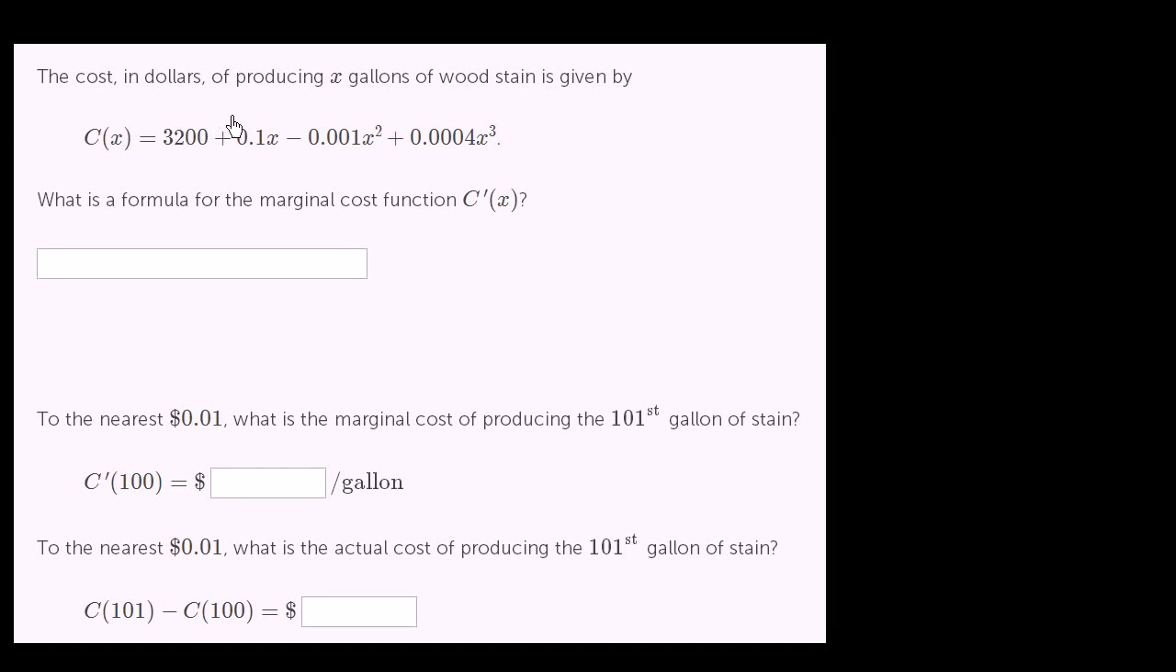The cost in dollars of producing x gallons of wood stain is given by C of x is equal to 3,200 plus 0.1x minus 0.001x squared plus 0.0004x to the third power. What is a formula for the marginal cost function C prime of x?